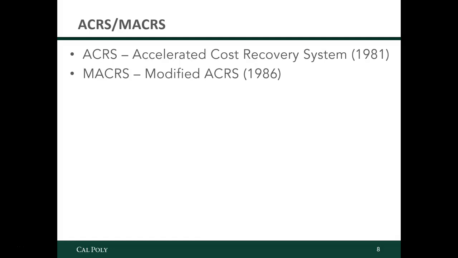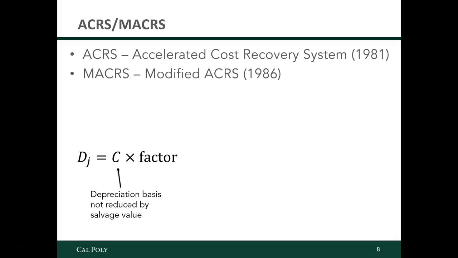But to sway things, I guess, towards the side in favor of what the companies need, there are these accelerated cost recovery systems in which there's more depreciation up front at the beginning. So these are calculated where D sub J, the depreciation amount in year J, is just C, the initial amount. The depreciation basis hasn't been reduced by salvage value in this case.